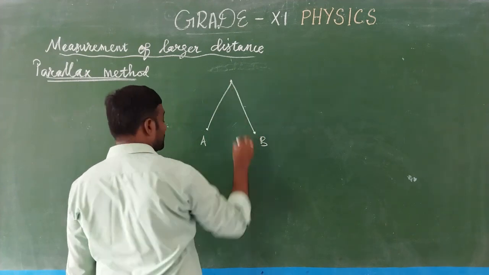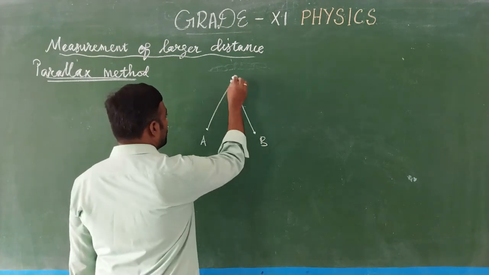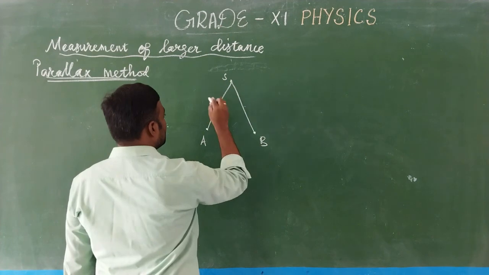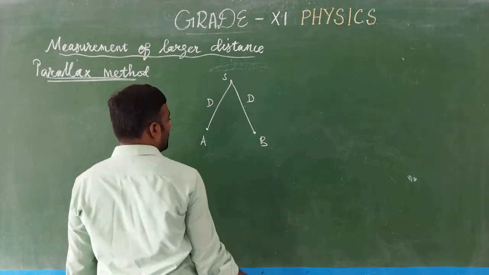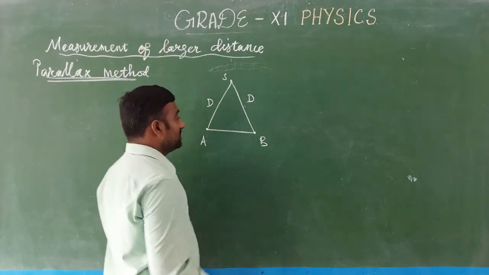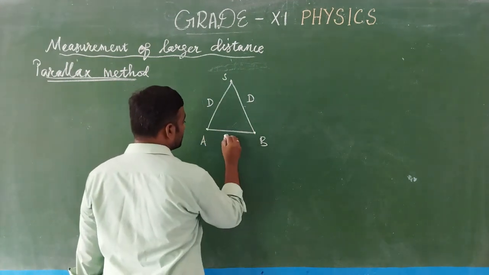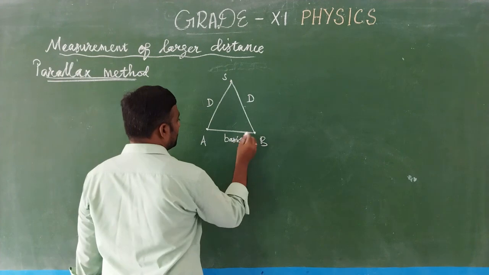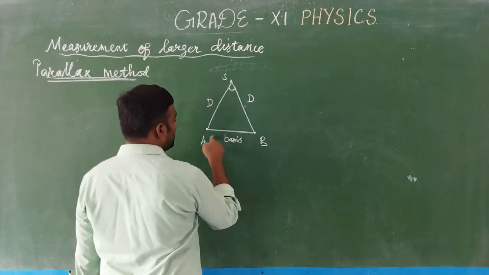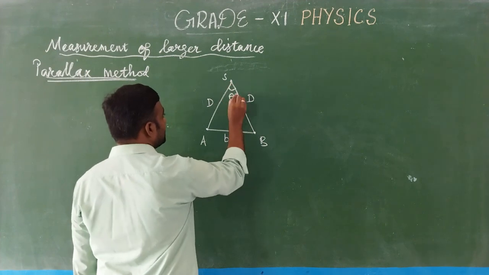Now once again you observe it. From these two points, what you are measuring, the target, the source, that distance remains the same. And the distance between the two I know. Similarly here, the distance between the two points is called the basis. Here it creates an angle from the two bases, from the source it creates an angle theta.